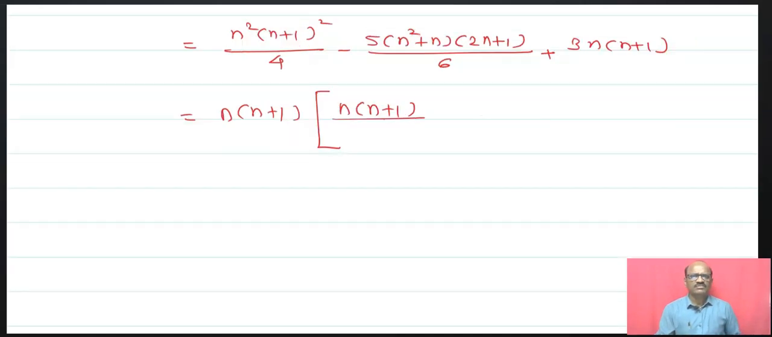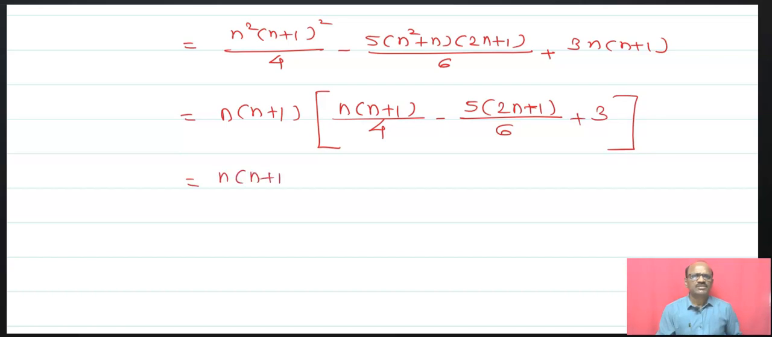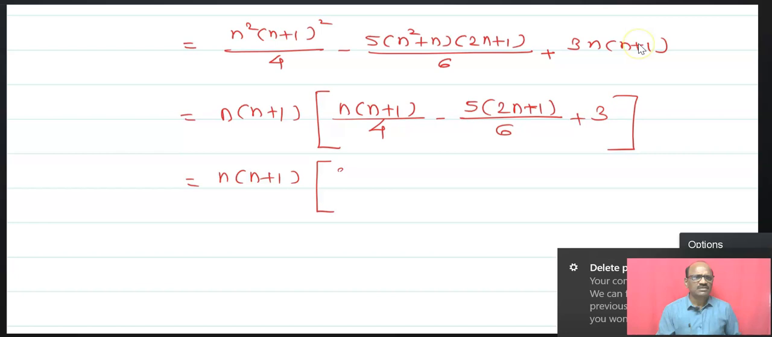Now what will be the common terms? See this here, here is n, n plus 1, also here n and n plus 1, n and n plus 1. If we take the common, then the steps will be like this: n into n plus 1. Now see this, this is n into n plus 1, then what will remain here? 5 in bracket 2n plus 1 upon 6, n into n plus 1. Then next you will get 3.